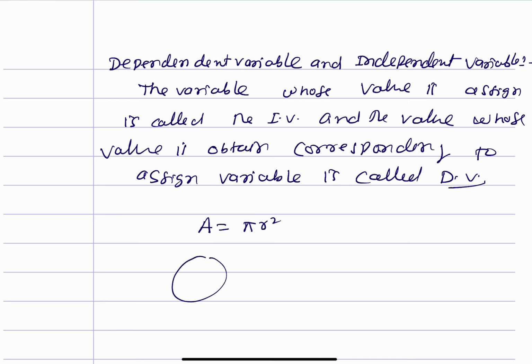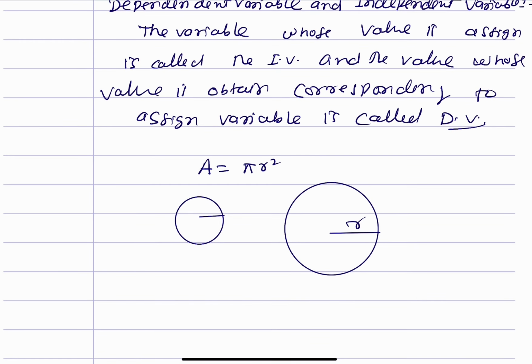So if you take different radius, you'll get a different area, right? So here you can see that the area depends on the radius. Okay. So therefore r here is the independent variable and the area here is the dependent variable.